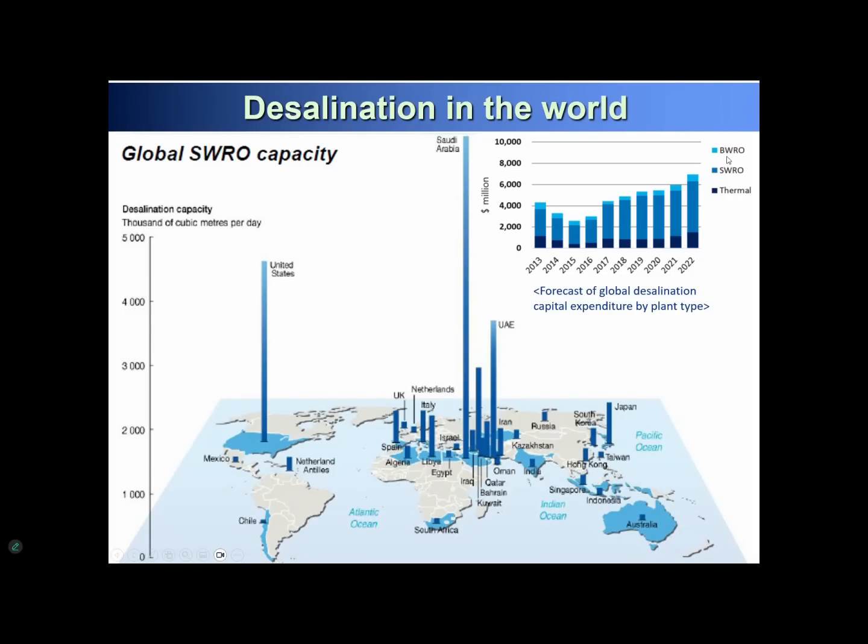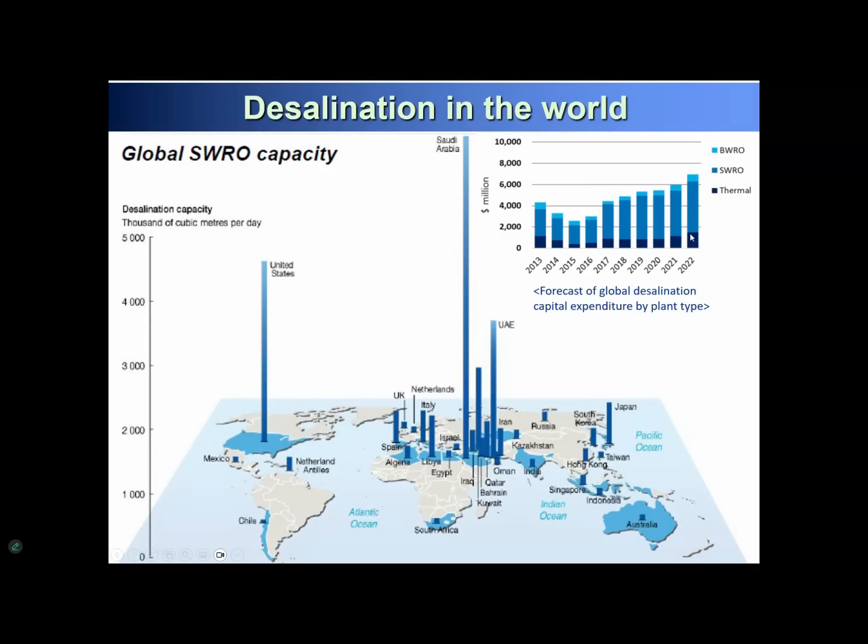Also you can see BWRO, which is very much utilized for wastewater reuse, and seawater reverse osmosis. Also, seawater RO can be utilized as a second pass for the BWRO. So you can see what happened in the last 10 years. Thermal desalination has been very consistent, and SWRO increased significantly. Also BWRO is increasing a lot.